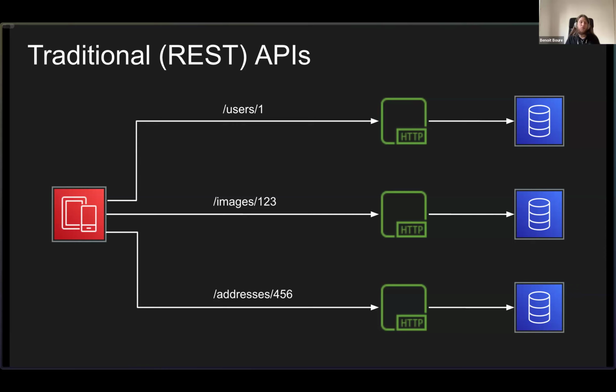requests. The first one is going to call the /users API, which is going to give you the information about the user. Then to get the URL of the profile picture, maybe you have to call a second API, /images. And again, to get the addresses of that same user, you call a third API. Sometimes you will even have to call these APIs sequentially, because maybe the profile picture ID from the user is returned by the /users API call.